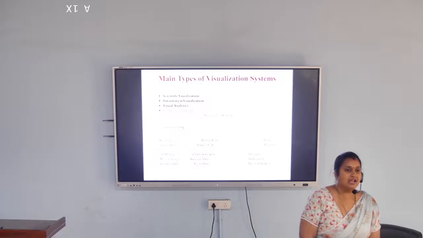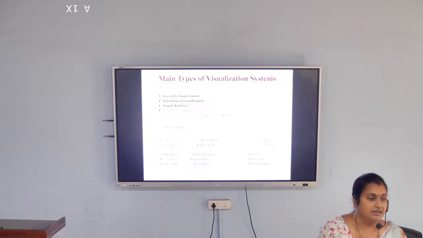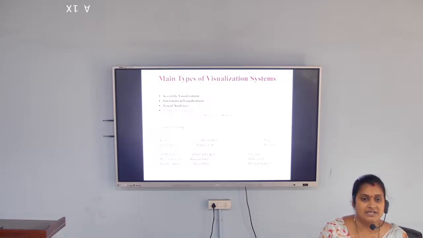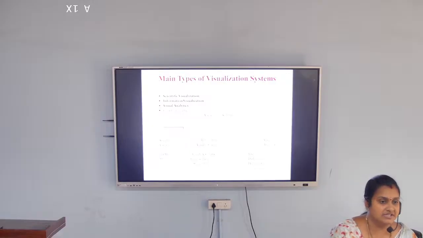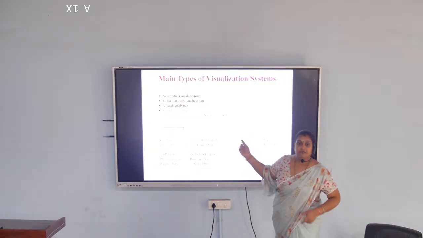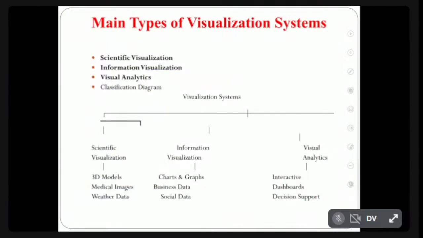So what are the 3 classification of visualization systems? Scientific, information and visual analytics. So what is scientific visualization? You are getting some data in the form of images, right? Next is information visualization in the form of charts. What are the different charts? We'll go through that. That is bar chart, pie chart, okay, histogram, all those things. And the third one is visual analytics. It is nothing but it creates a dashboard.